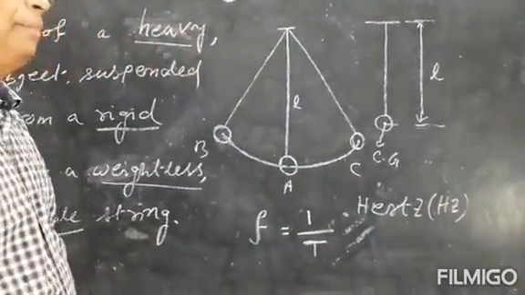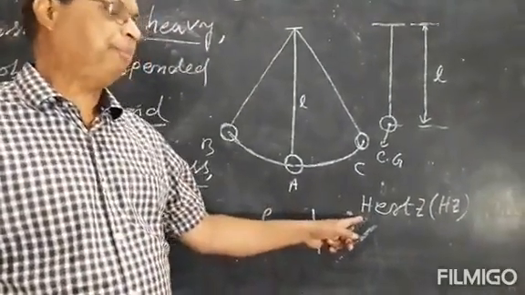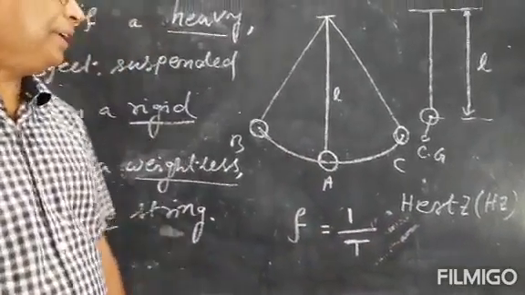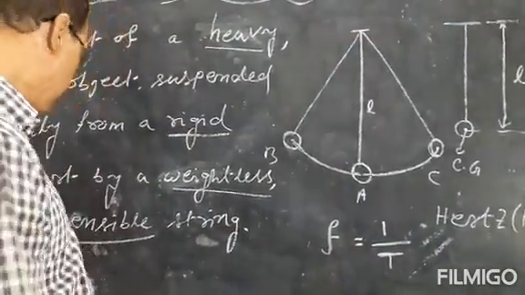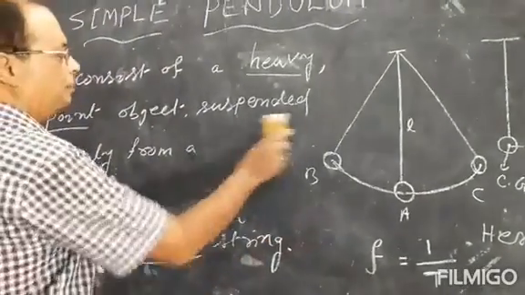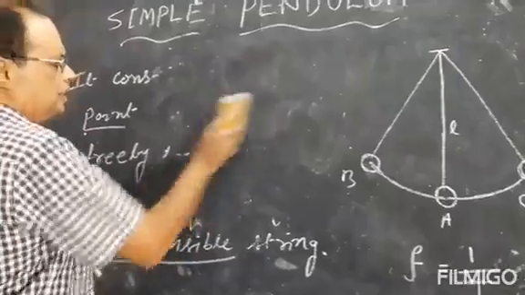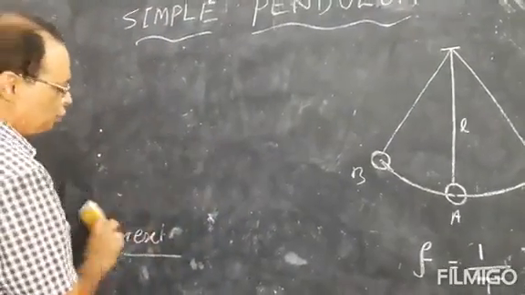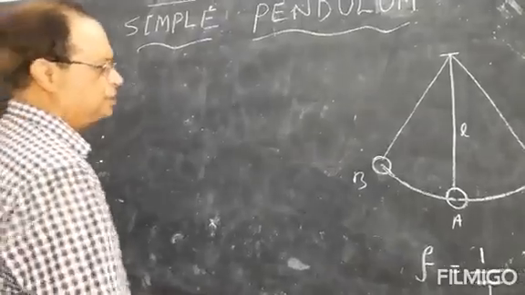Hertz is the unit of frequency. Clear? Now we'll see what factors the time period of the pendulum depends on. Time period depends on two factors, or you can say two laws of the simple pendulum.